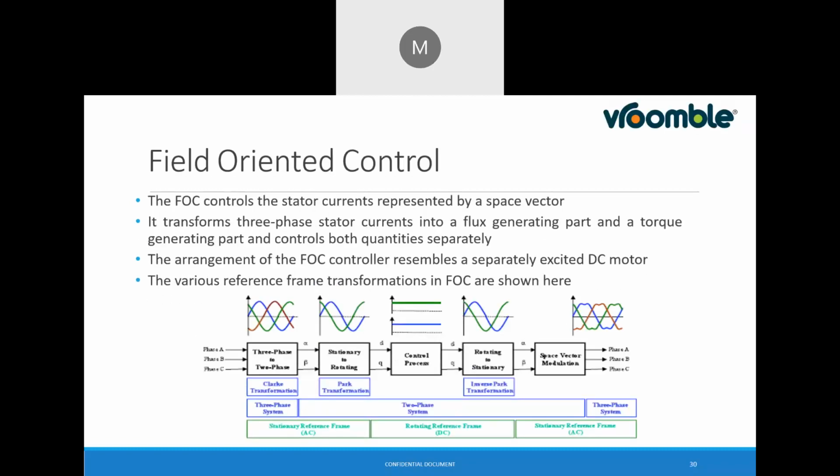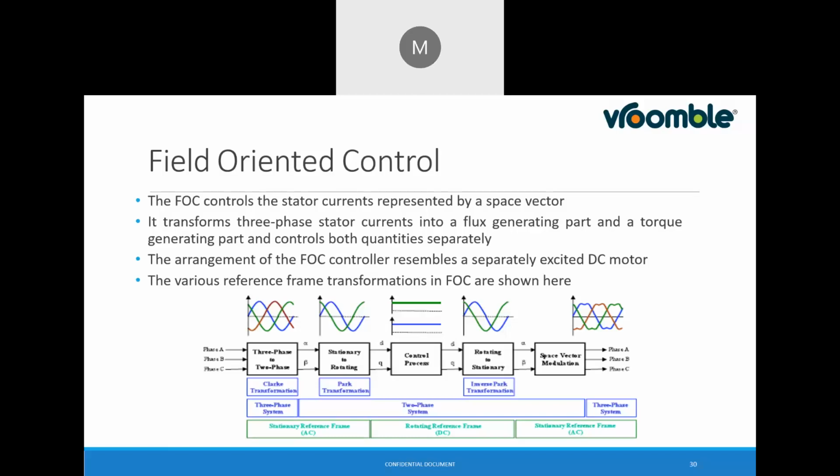So the FOC controls the stator current represented by the space vector. It transforms the three-phase stator current into a flux generating part and a torque generating part, which are D and Q, to control both quantities separately, right? The arrangement of the FOC controller resembles a separately excited DC motor. The various reference frame transformations in FOC are shown in the diagram.